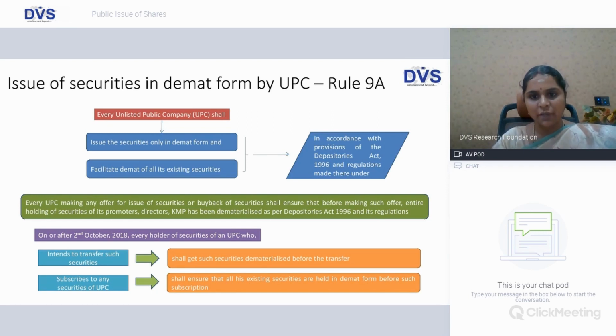This is an insertion, very important, professionals, as far as unlisted companies are concerned. So previously you had such a provision for listed companies and such other class of companies as may be prescribed, but now unlisted companies are also required to hold the securities in demat form, without which you will not be able to transfer any security, and without which you will not be able to subscribe for any additional security, be it a rights issue or bonus issue. So it's very important that all the companies make their securities available in demat form and comply with Rule 9A.